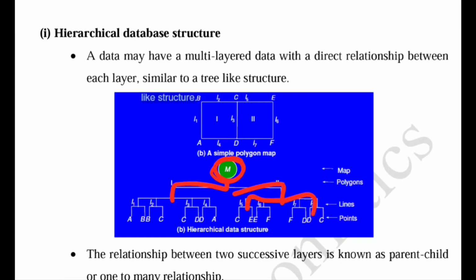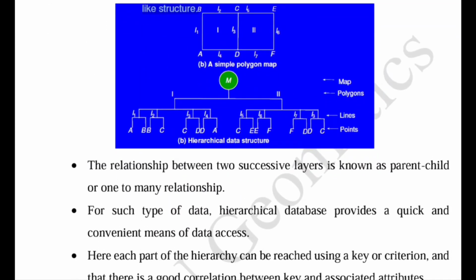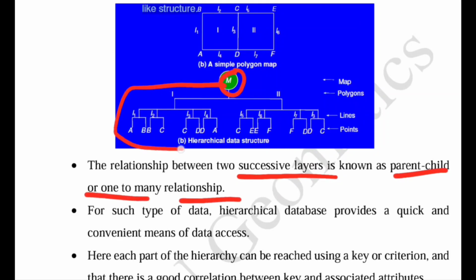Similarly, the hierarchical approach has a parent-child relationship and a tree-like structure. It is showing as a tree-like structure. So it has the direct relationship between two successive layers. So it is a parent-child or one-to-many relationship. There is one, and it has been related to all the points. So it is the one-to-many relationship.